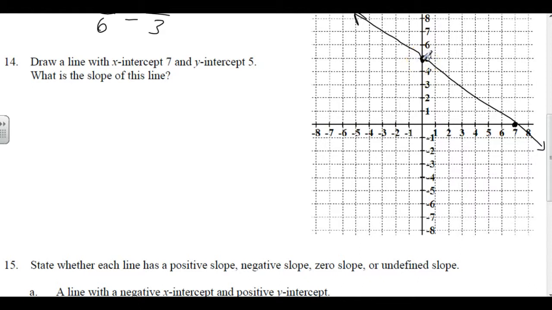But we're going to use these 2 points. So we go 1, 2, 3, 4, down 5, right 7. So slope is rise over run, down 5, right 7, and that doesn't reduce. So it's just negative 5 over 7.